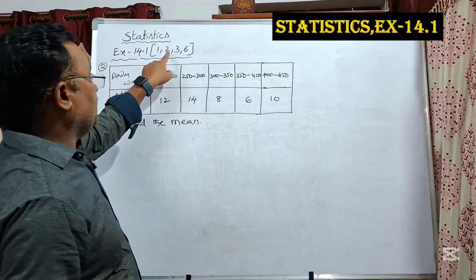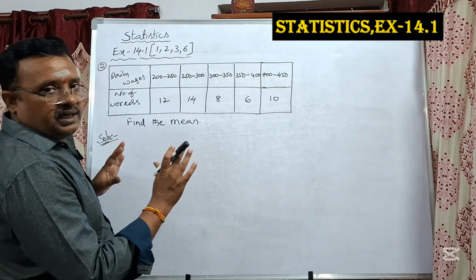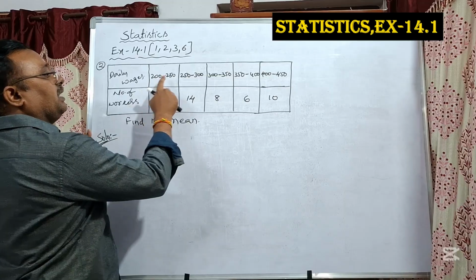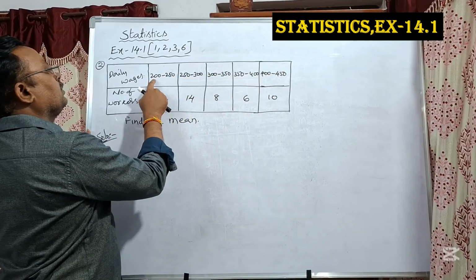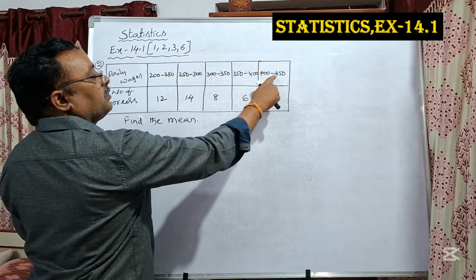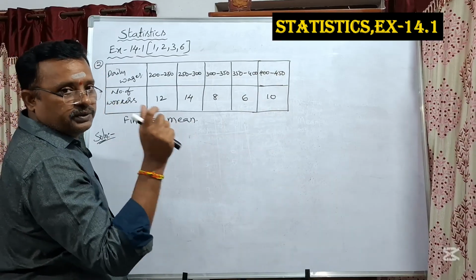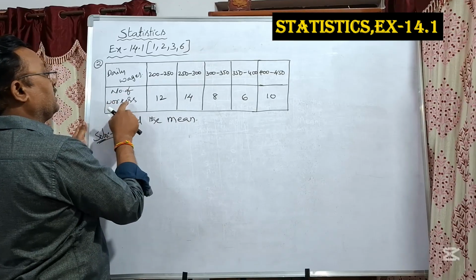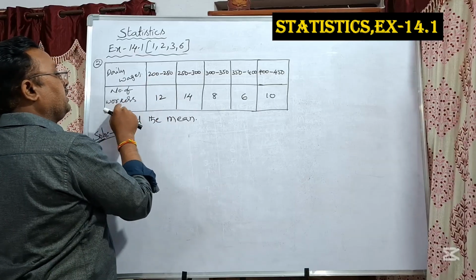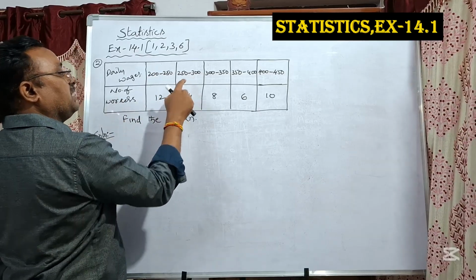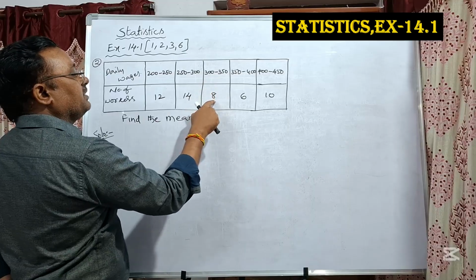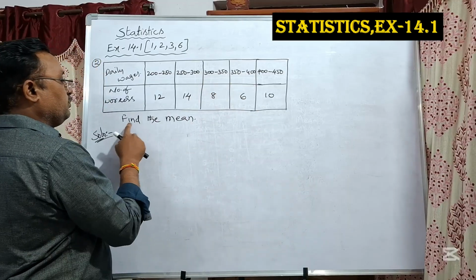Next, we are taking the second problem. In this problem, the data contains daily wages from 200 up to 450 as groups: 200 to 250, 250 to 300, 300 to 350, 350 to 400, 400 to 450 are the class intervals, along with the number of workers in each range. For the daily wage range 200 to 250, 12 workers are working; in the next group, 14 members are working. Like that, the class interval frequencies are given. Now they are asking to find the mean.